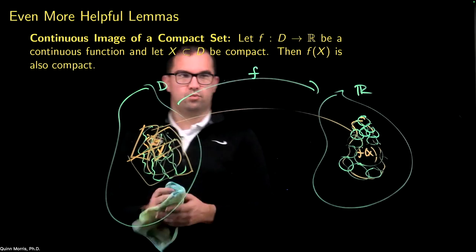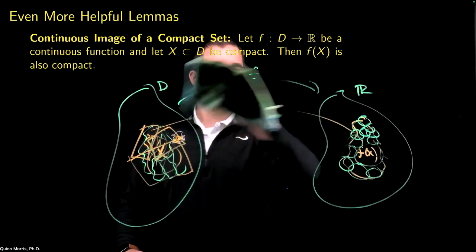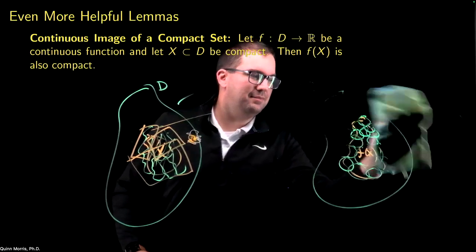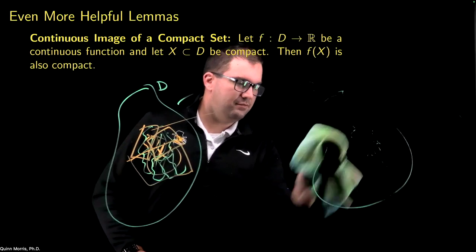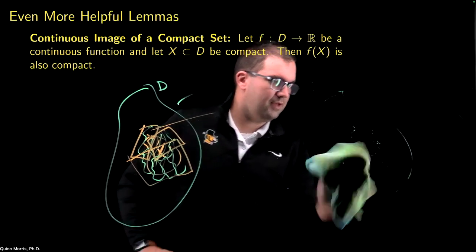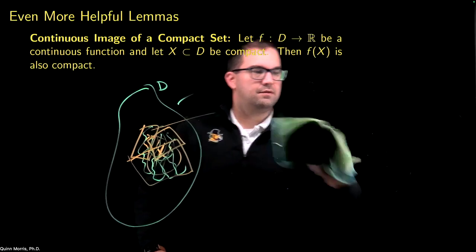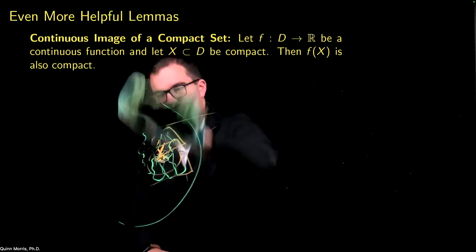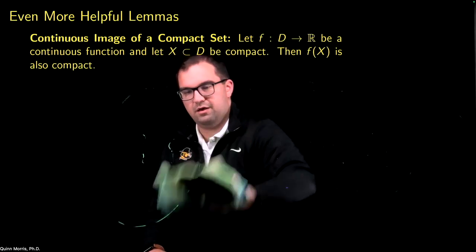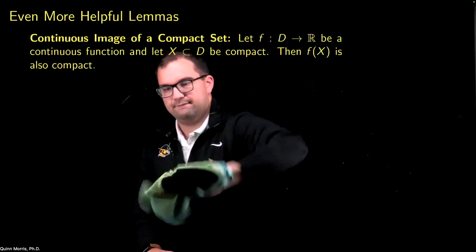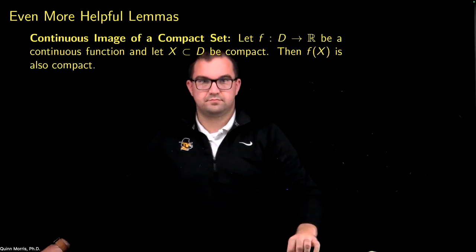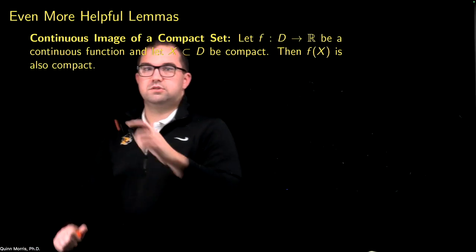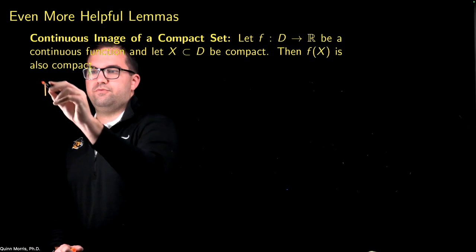Let's write that out in words. This one's a little easier. It requires a little bit less topology than the preimage of open sets is open definition of continuity does. This really is just using the definition of compactness. So let's write out this proof now.